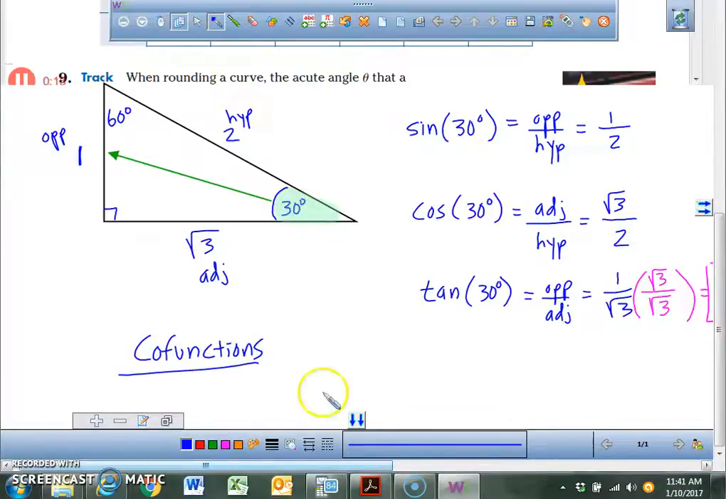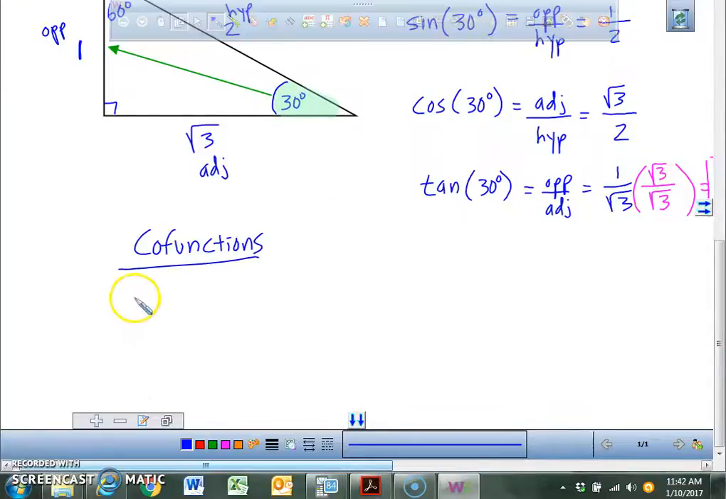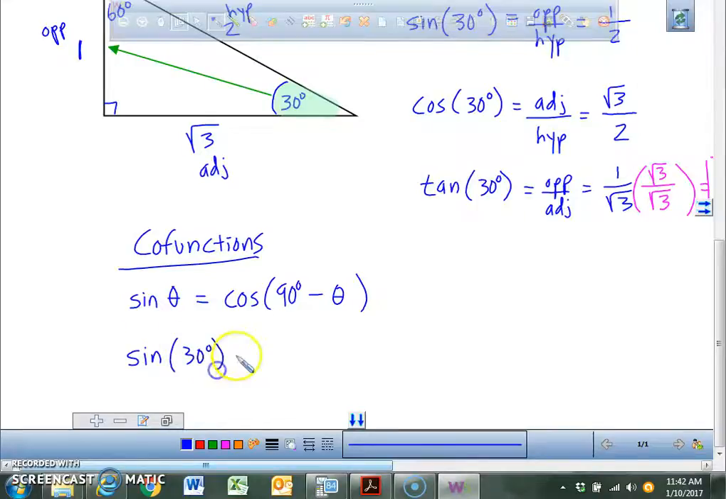All right, so we're going to have some cofunctions that we're going to work with. If I say the sine of theta, that will equal the cosine of 90 degrees minus whatever theta is. So let's just use our example of 30 degrees. What is the sine of 30 degrees? That should equal the cosine of 90 minus 30 degrees, so that should equal the cosine of 60 degrees.